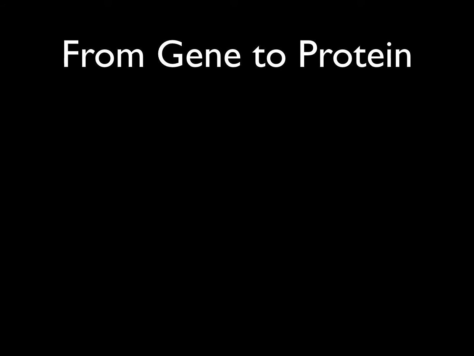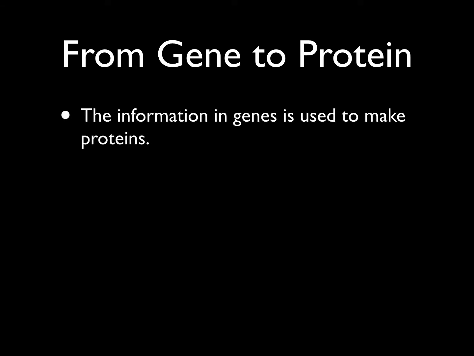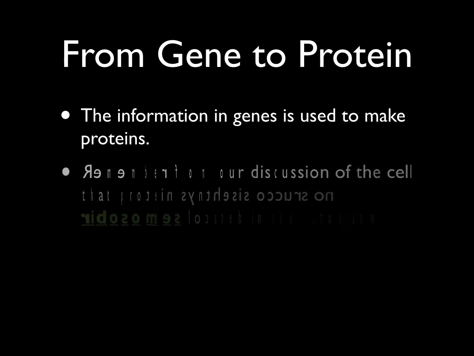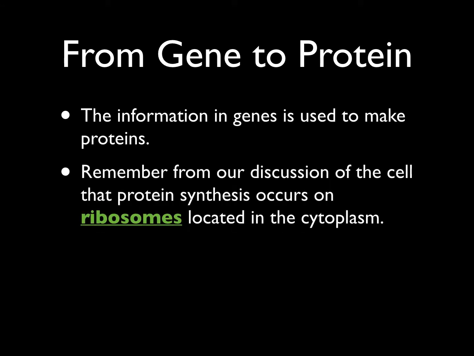But the question to ask at this point is, where do those molecular worker proteins come from? The instructions for making those proteins is actually contained within the DNA itself. Now remember when we talked about cells, we looked at all the organelles that we find within the cell. And one of those organelles that we talked about was the ribosome. Now remember we said that ribosomes are found in two main places within the cell, attached to the rough endoplasmic reticulum and scattered randomly throughout the cytoplasm. Also remember we said that ribosomes are important because they're protein factories. So in other words, the ribosomes somehow use the information in DNA to make proteins.